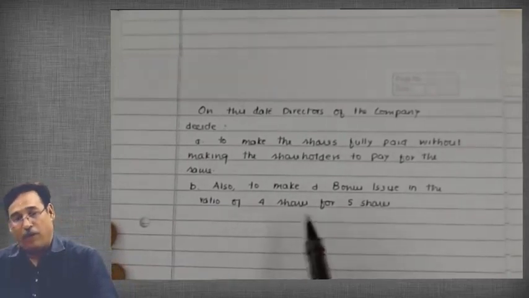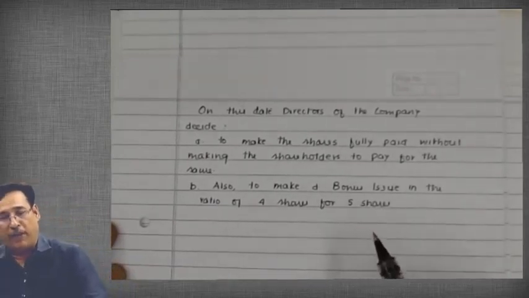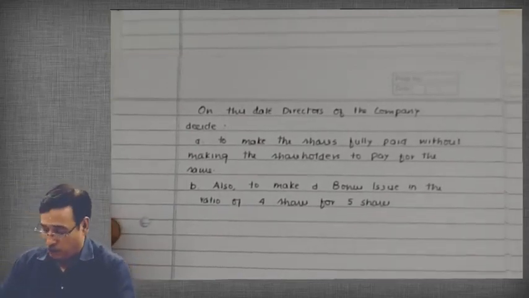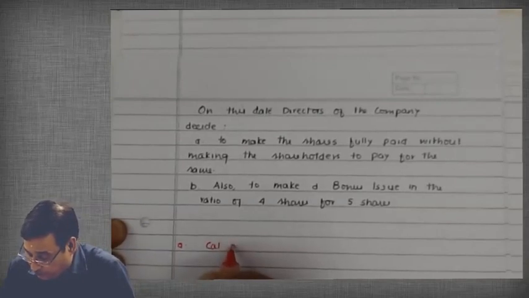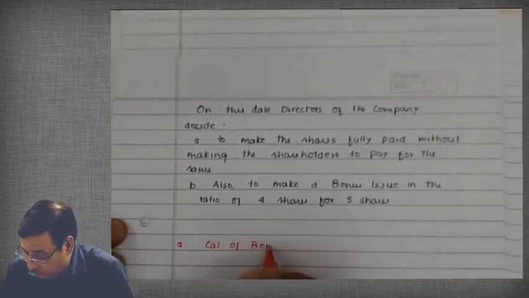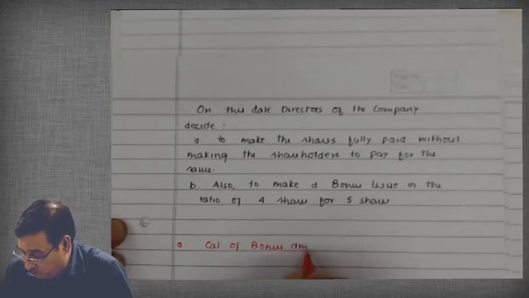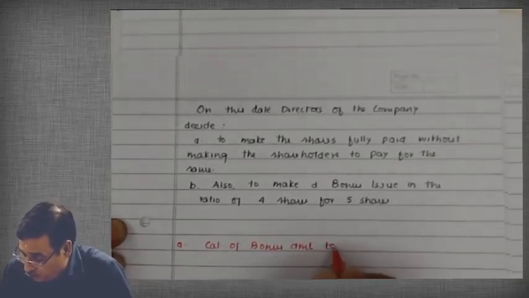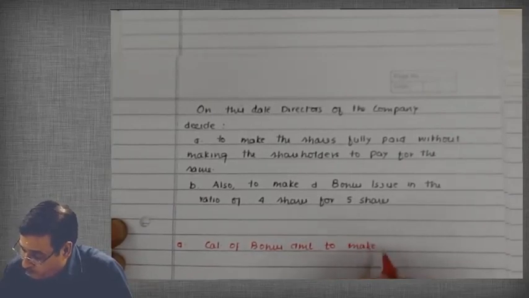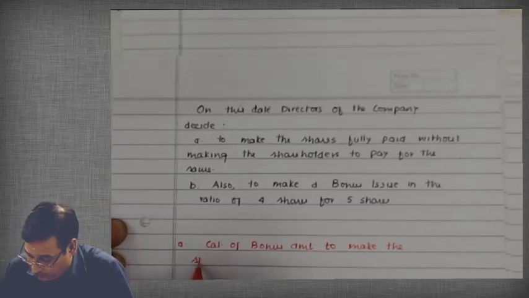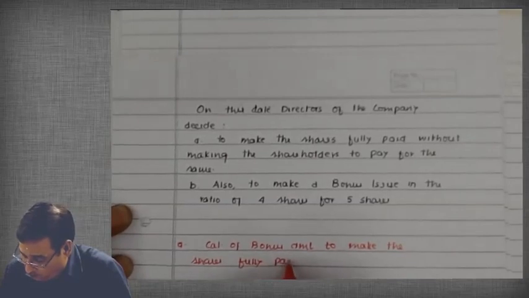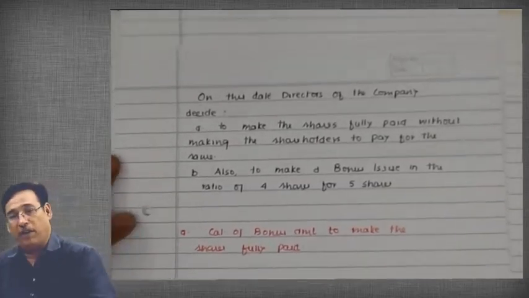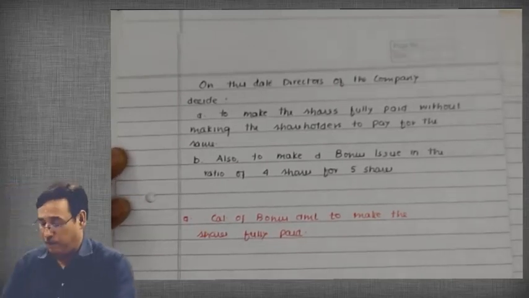While the second type of bonus issue of course relates to bonus to fully paid shares. So how to actually solve this particular question? First of all, see here, calculation of bonus amount to make the shares fully paid. So first of all, we are computing the amount of bonus for the first type of bonus issue.